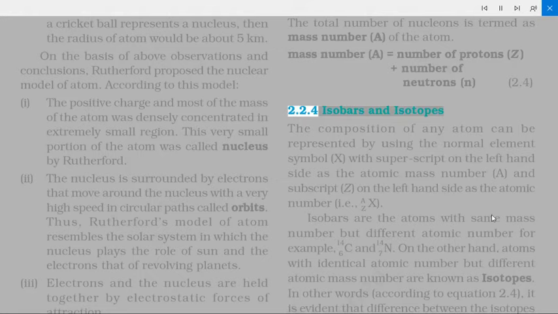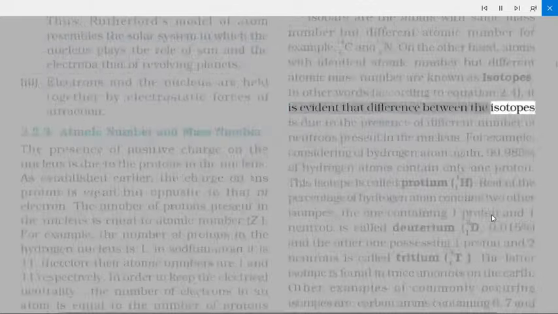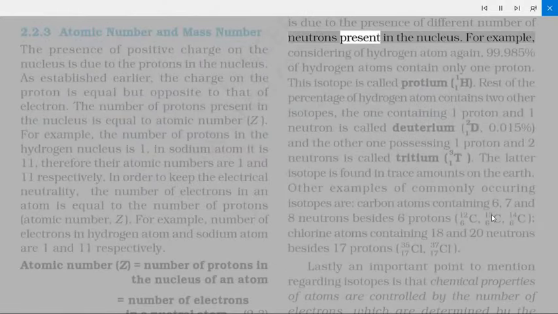2.4 Isobars and isotopes. The composition of any atom can be represented by using the normal element symbol, X, with a superscript on the left-hand side as the atomic mass number, A, and a subscript, Z, on the left-hand side as the atomic number, i.e., ᴬ_ZX. Isobars are atoms with the same mass number but different atomic number, for example, ¹⁴₆C and ¹⁴₇N. On the other hand, atoms with identical atomic number but different atomic mass number are known as isotopes. In other words, according to equation 2.4, it is evident that the difference between the isotopes is due to the presence of a different number of neutrons in the nucleus.